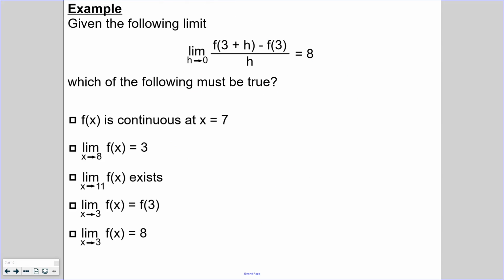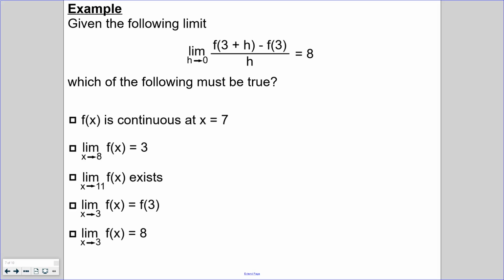So that's all of our theorems, 2 real ones and 1 fake one. So let's start looking at some examples. This example says, given the following limit, the limit as h approaches 0 of f of 3 plus h minus f of 3 all over h equals 8, which of the following must be true?